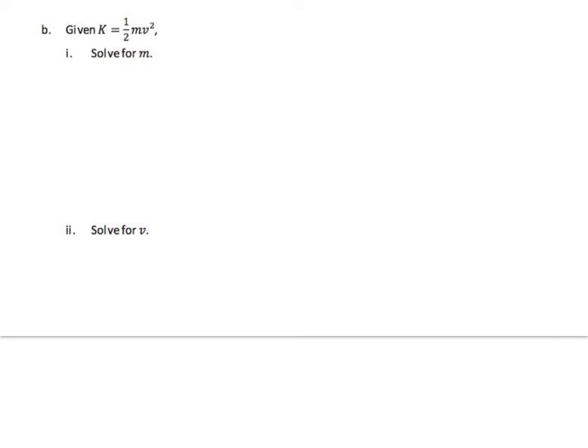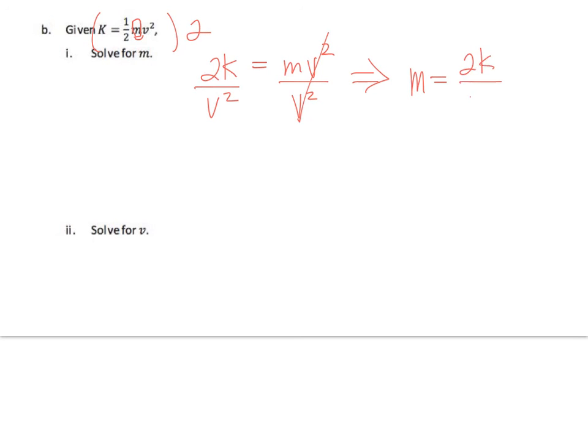All right, now we're solving for m. So we want to move everything over to the other side of the equal sign. The first thing I always do is get rid of fractions. So multiply everything by 2. I get 2k equals mv squared, and then divide by v squared. I'm left with m equals 2k over v squared. And remember, we assume that there are no variables that equal 0.